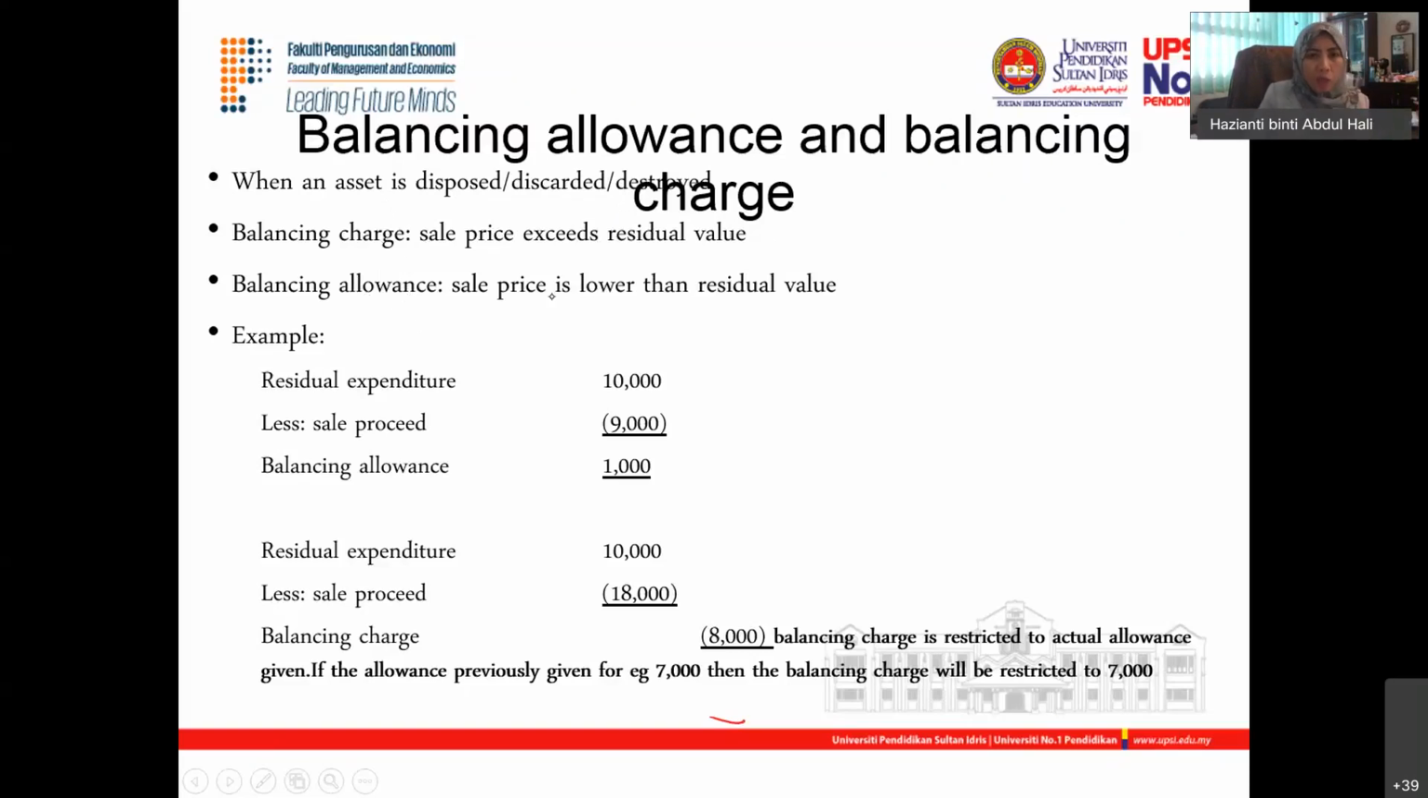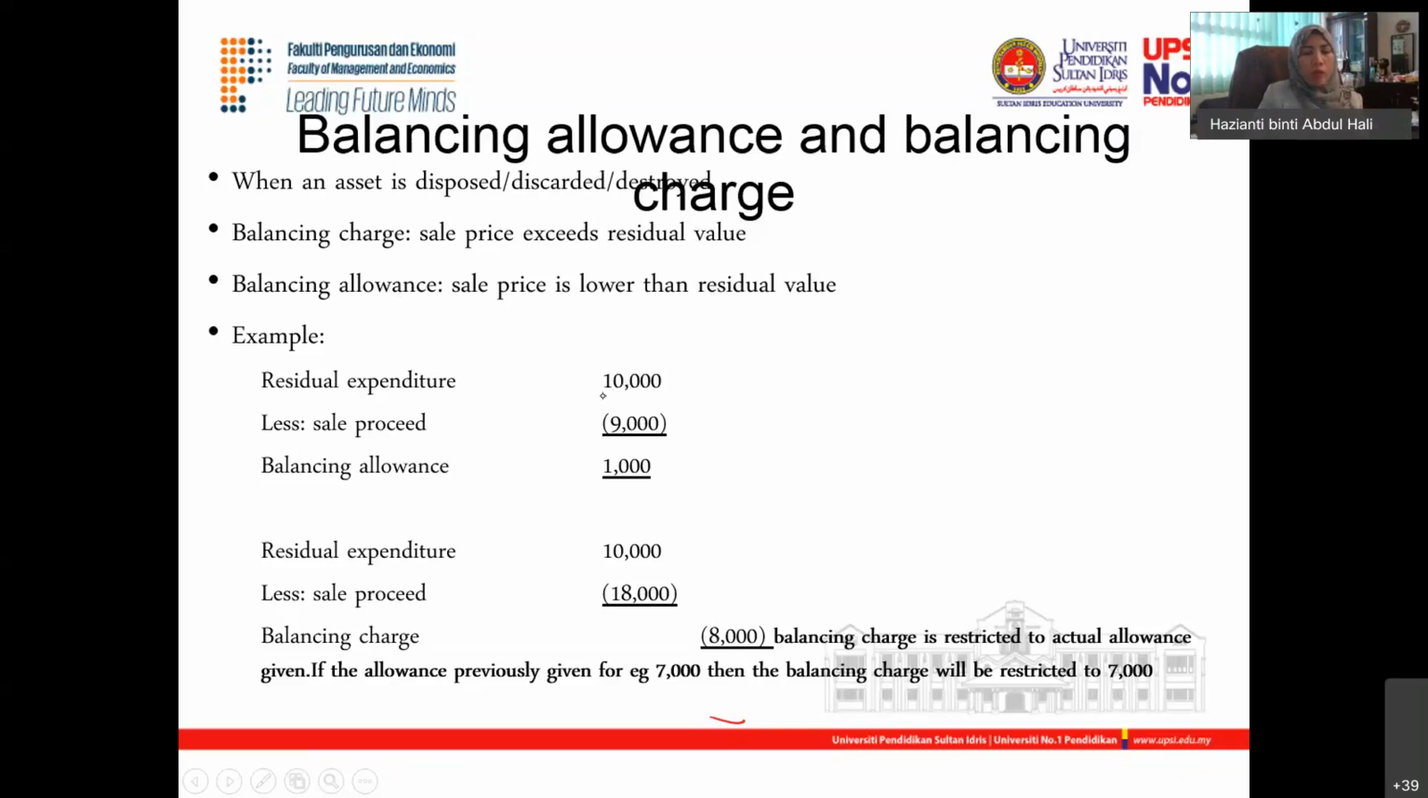Balancing allowance, you jual harga lagi murah dari residual value. Let's say baki is 5,000, you jual pada harga 2,000. So rugi 3,000 kan. Rugi tu we call it as balancing allowance. Tapi kalau baki 5,000, you sell it for 7,000, untung 2,000, untung tu kita sebut sebagai balancing charge. Alright, so for example, residual expenditure. So again, residual expenditure ni is the baki, qualifying expenditure tolak dengan initial allowance and annual allowance, dapat satu amount, itu ialah residual expenditure.